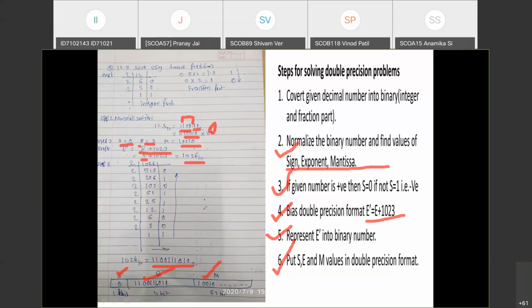Now, instead of this, if the number is given as negative, for example minus 12.5, you need not do anything else. Only one change you need to make, in the third step, that is S equal to 1. And the second change, while representing the answer, S equal to 1. That change you need to make if any negative number is asked in the examination. That is the difference between the positive number double precision representation and the negative number double precision representation. In the third step and the last step, we need to set S equal to 1. That's it. Any doubts in this?